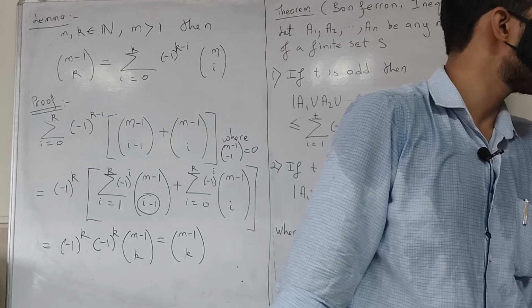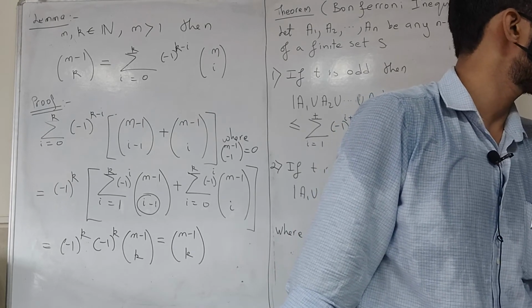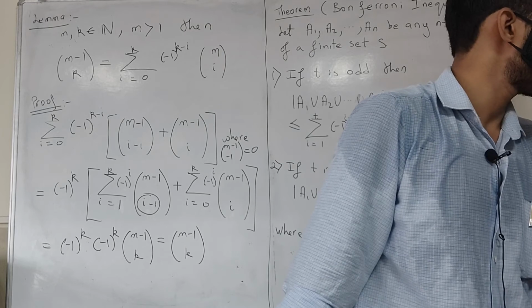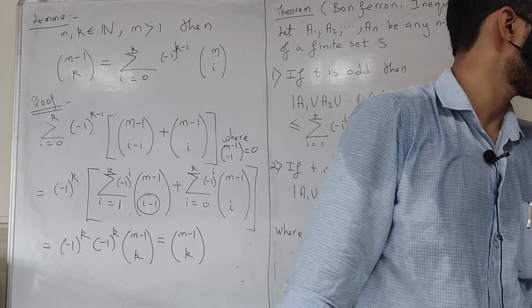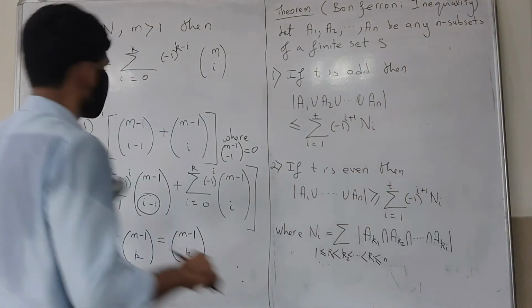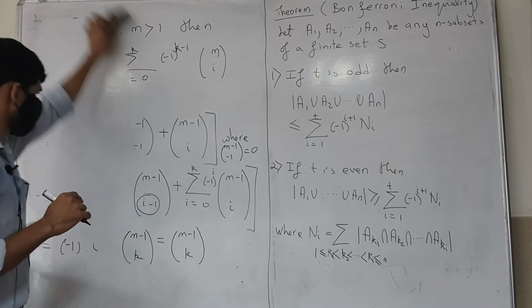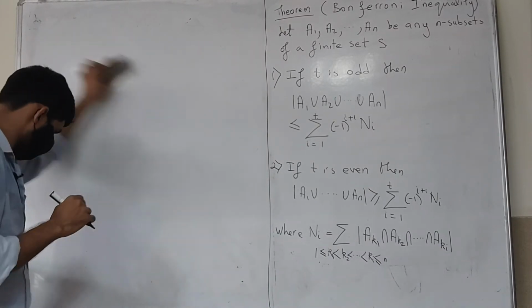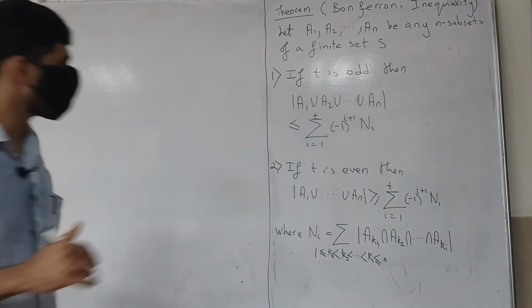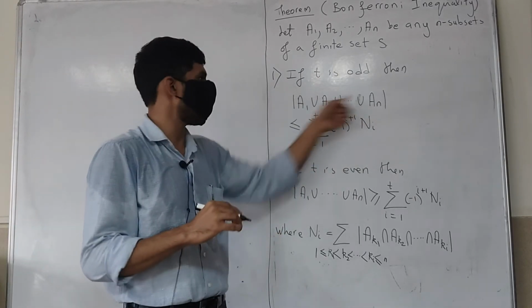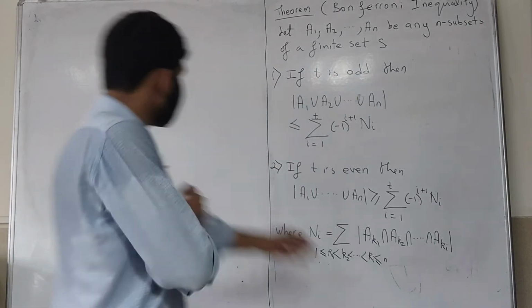So how do we do this? Basically what we will do is exactly what we did in the multinomial theorem: we will count the contribution of an element from here in this. Okay, so let us see.